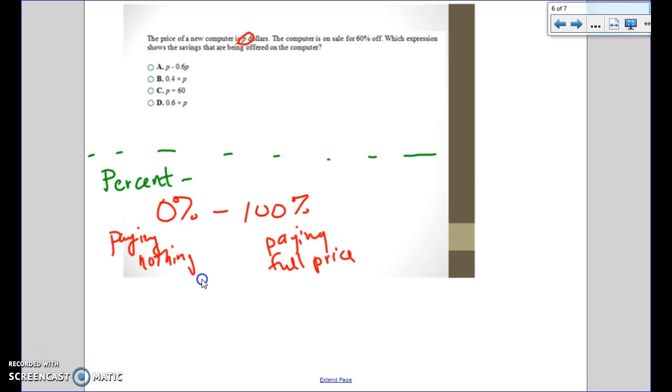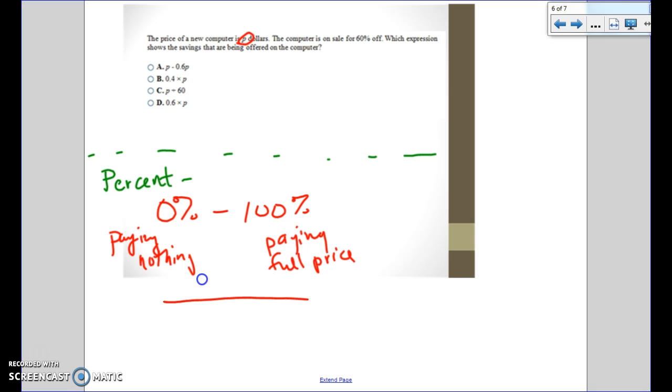And so some of you probably have gone shopping and seen 50% off, and you know that it's half as much money as whatever the price says on it. 100% of the asking price would be paying the whole thing. Paying 0% would be like paying nothing. So 60 is somewhere in the middle.